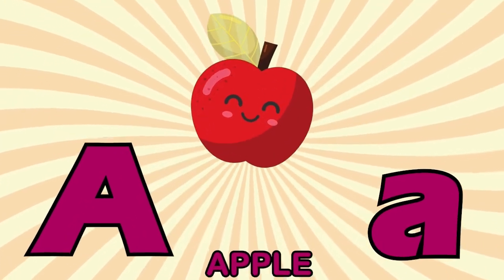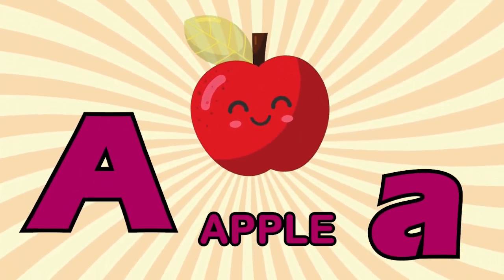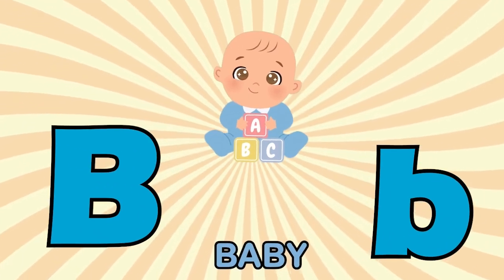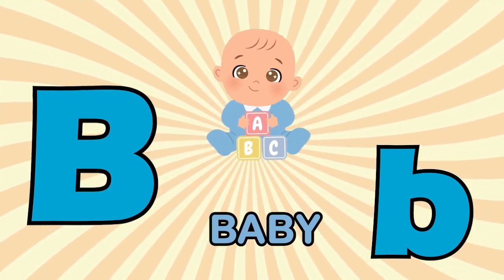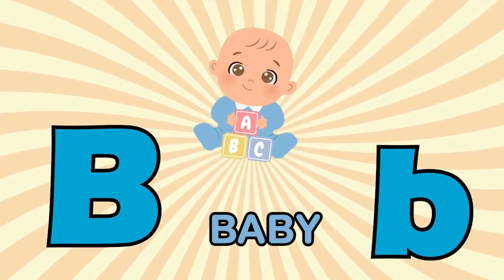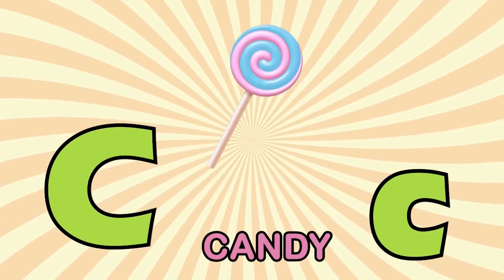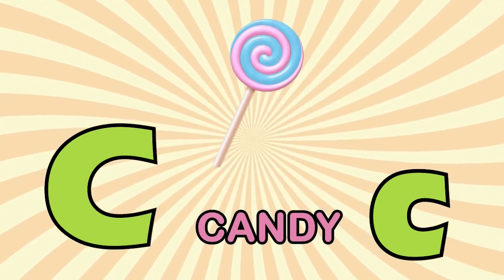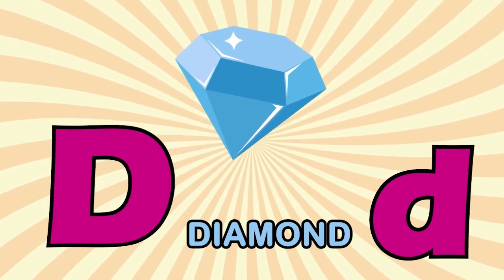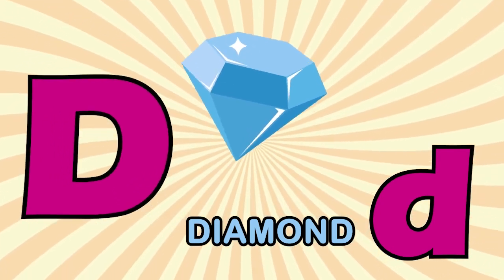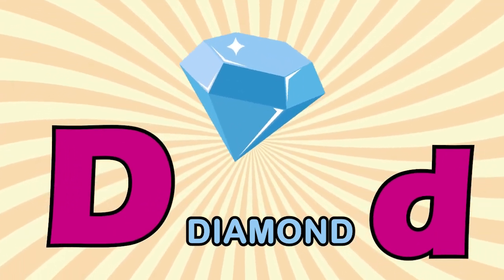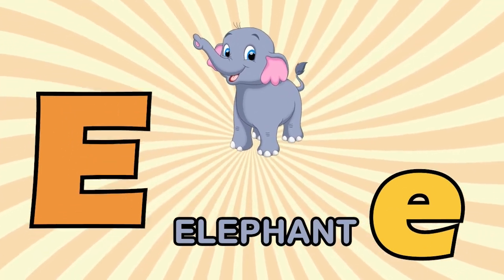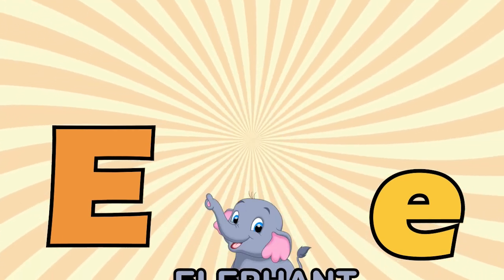A is for apple, apple, apple. A, apple. B is for baby, baby, baby. B, baby. C is for candy, candy, candy. C, candy. D is for diamond, diamond, diamond. D, diamond. E is for elephant, elephant, elephant. E, elephant.